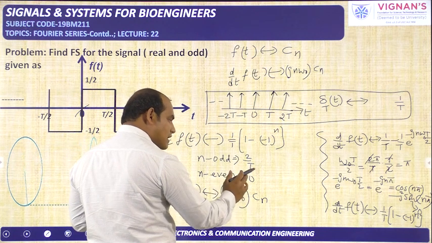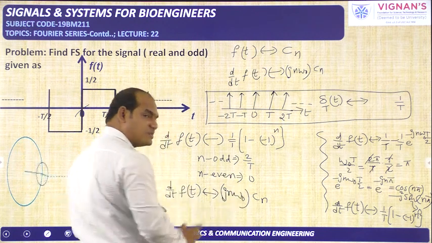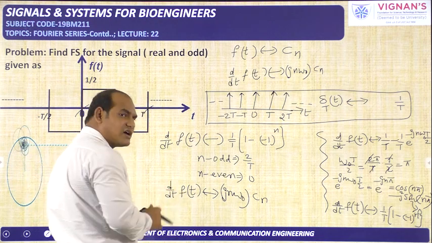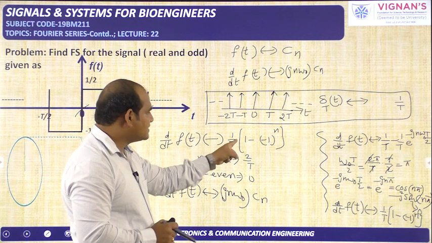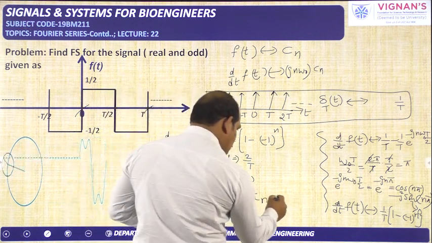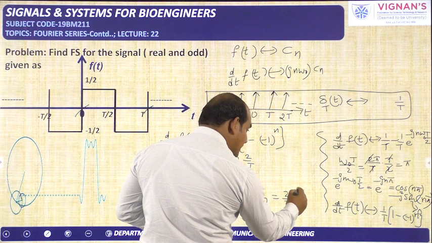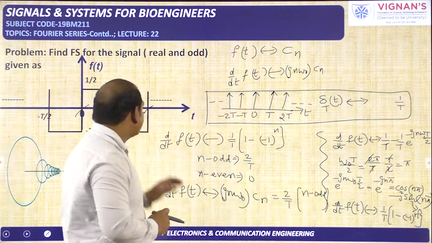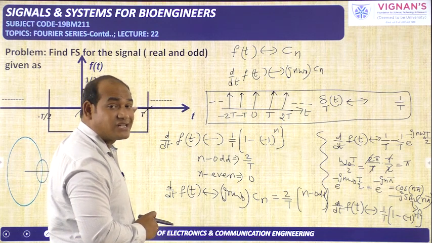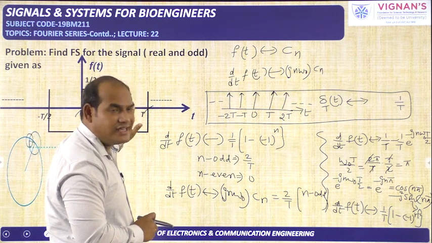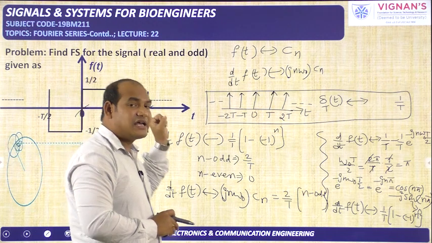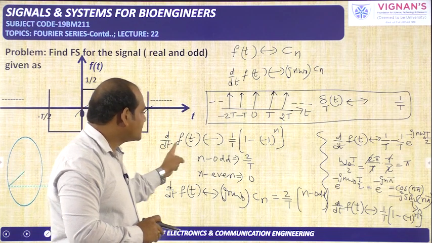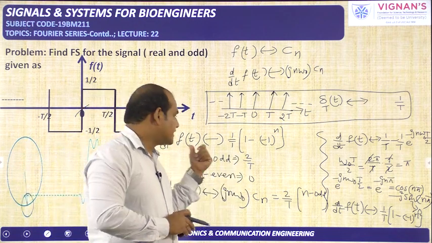This is what we have taken from the time differentiation property, but we already know the coefficient for d by dt of f of t from this analysis. We already got that the coefficient is 2 by t. So it must be equal to 2 by t, but here n should be odd. Are you getting it? F of t is the given signal, but instead of calculating the coefficient for f of t directly, we have calculated the coefficient for d by dt of f of t. For d by dt of f of t, we got the coefficient, that is 2 by t.